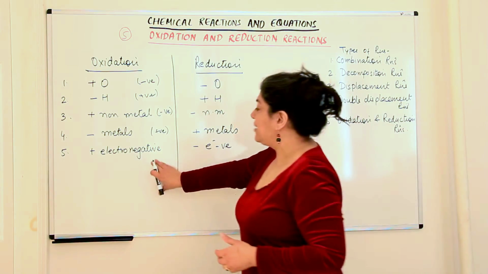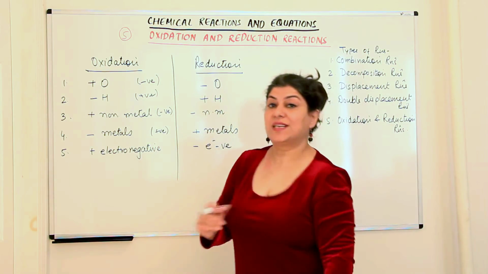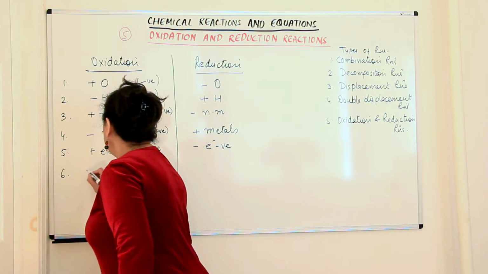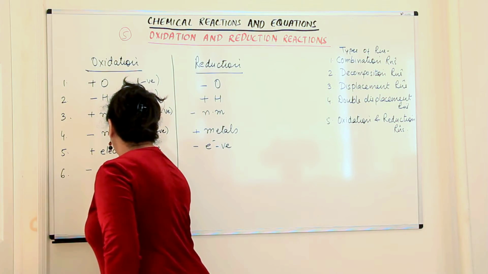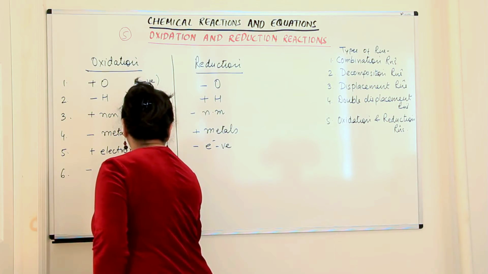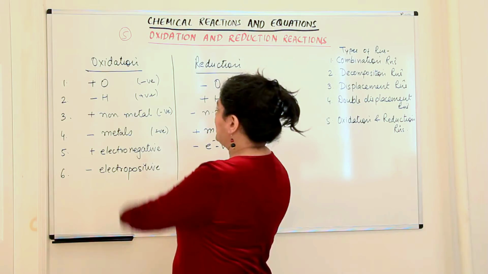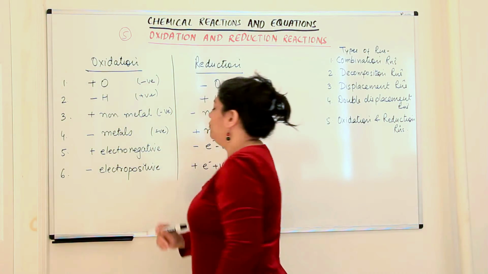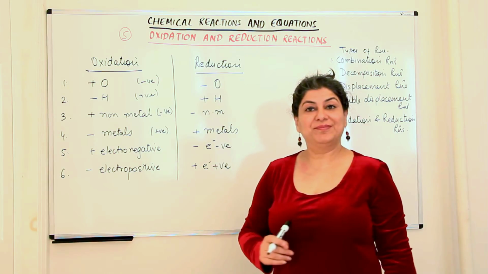So if this is electronegative, you would see the opposite in electropositivity. So the sixth definition would be removal of electropositive atom. Removal of electropositive atom would be oxidation, and addition of electropositive atom would be reduction.